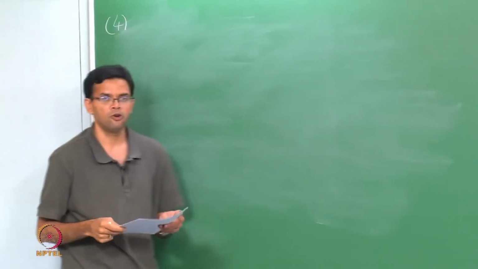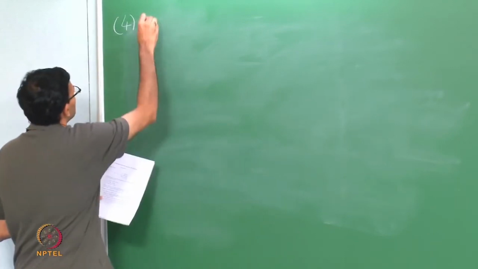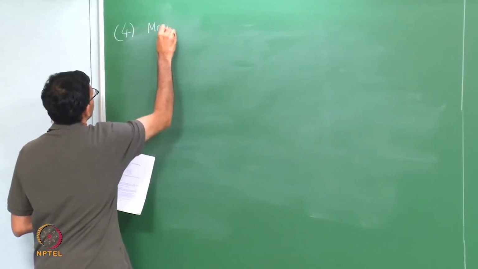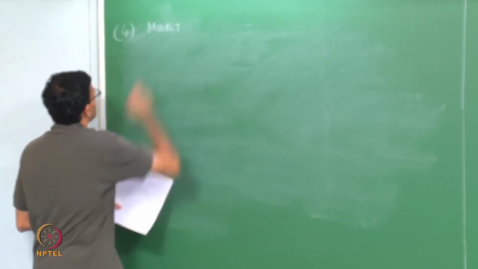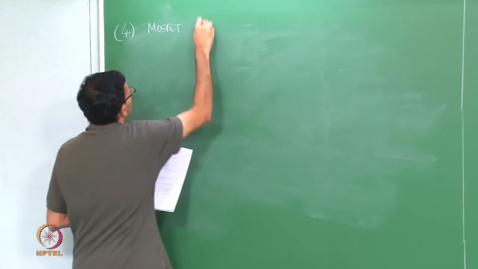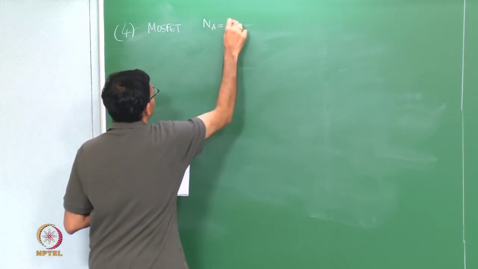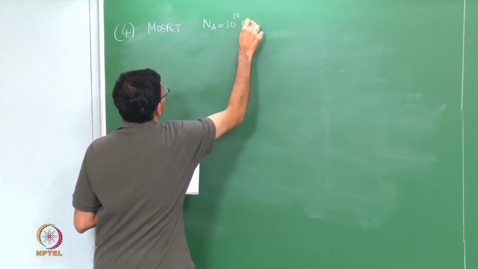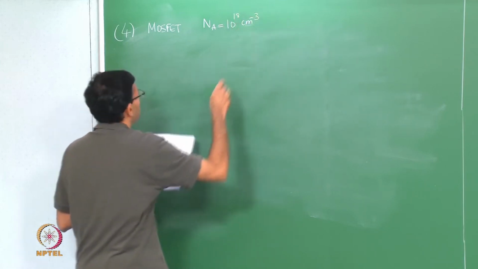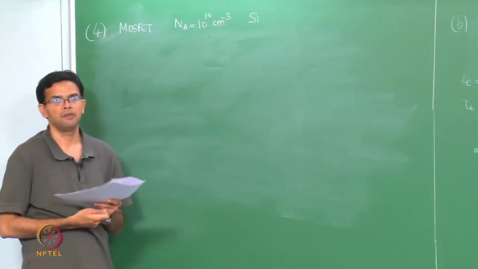So, problem 4, you have an NPN silicon MOSFET. So, now you have a MOSFET. So, you are trying to create an n channel in a p type material. Na is 10 to the 18 per centimeter cube. We will again take the material to be silicon. So, we can use all the silicon parameters.